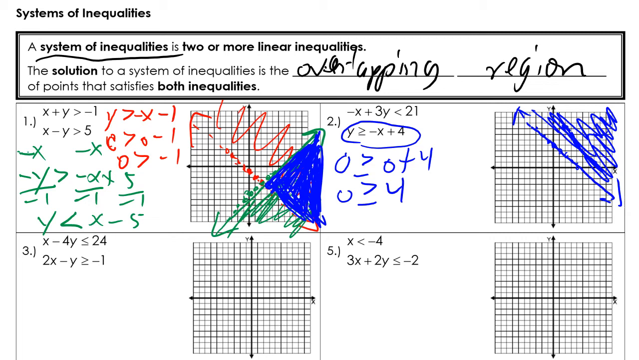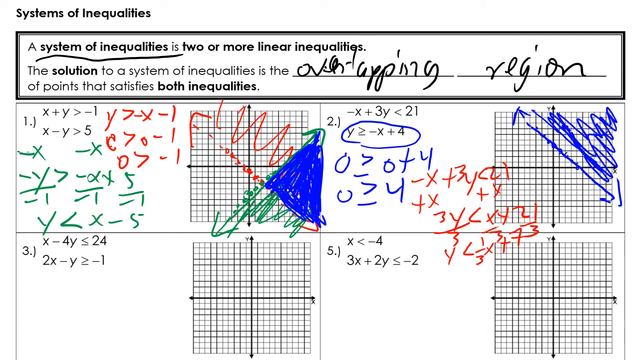Looks like the other one I need to isolate y, so I'm going to write negative x plus 3y is less than 21. Add x to both sides. 3y is less than x plus 21. Divide by 3. Y is less than 1/3 x plus 7.